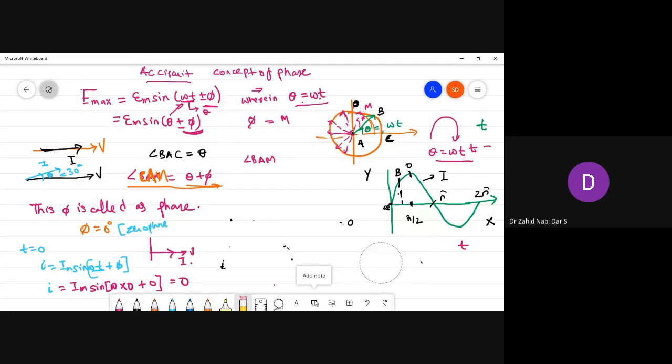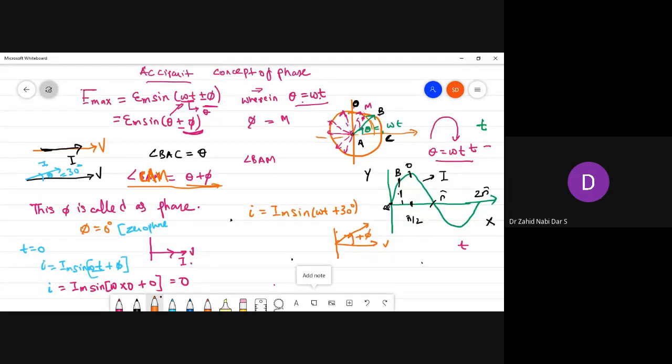If I say the phase of the quantity is positive, what does that mean? I will say that this quantity has some value: i is equal to Im sine omega t plus 30 degrees. That means the angle that I'm going to subtend here, this phasor angle, suppose this is my V, the angle between this and this would be a positive angle. It would be plus phi.